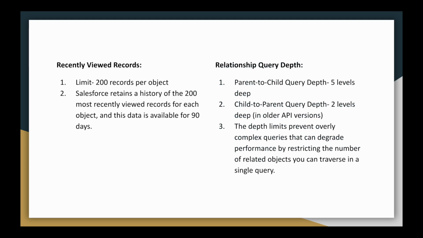For recently viewed records, we can check 200 records per object. Even if you remember, in the list view you can see 200 records per object, and it retains a history of the 200 most recently viewed records for each object, and this data is available for 90 days. Now the relationship query depth limit. For parent to child query, we can dig down till 5 levels, that is, we can query till 5 levels of children from one parent, but from child to parent we have a limit of 2 levels deep only.